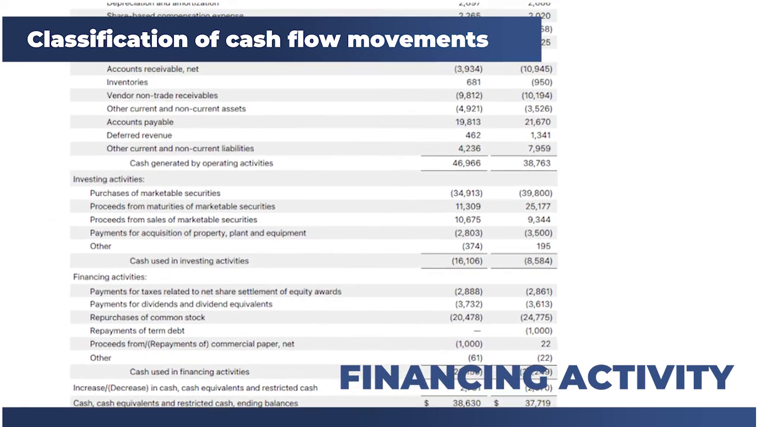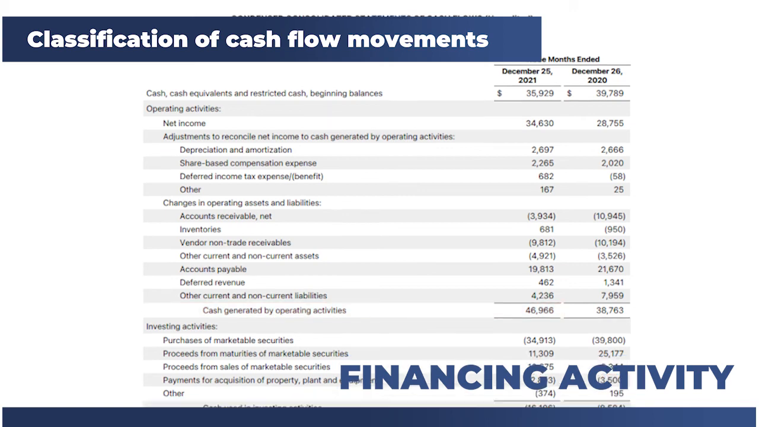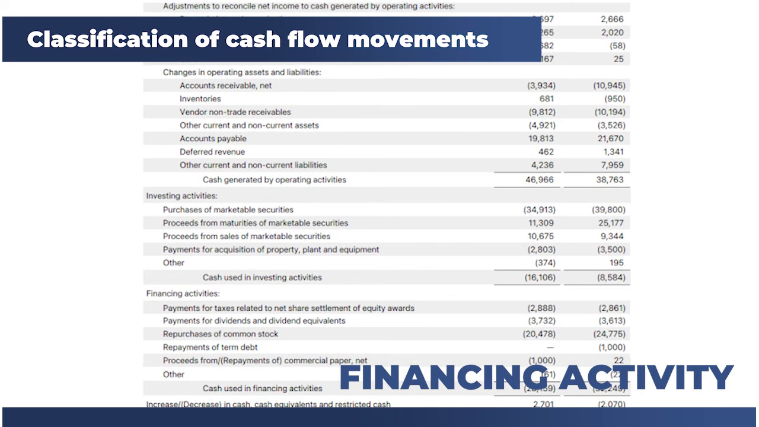As a summary, you will see that the net amount of operating activity cash flows of Apple is $46.9 billion. A positive amount means that they have generated cash from their operations amounting to $46.9 billion. The investing activities section shows that out of the cash that they have generated, they have spent $16.1 billion related to investing activities, which are purchases and proceeds of marketable securities, payments related to the acquisition of PPE, etc.